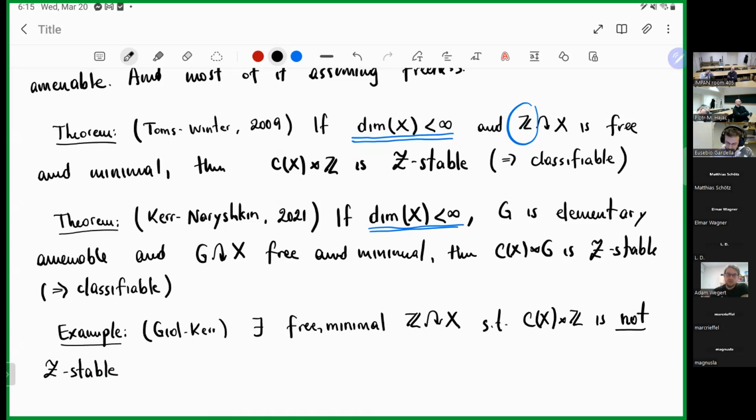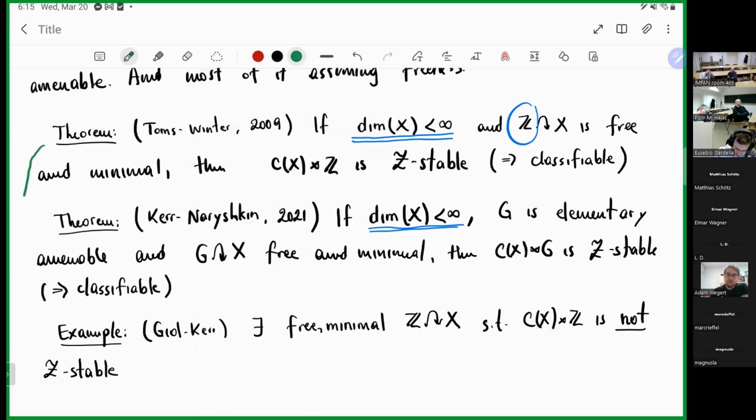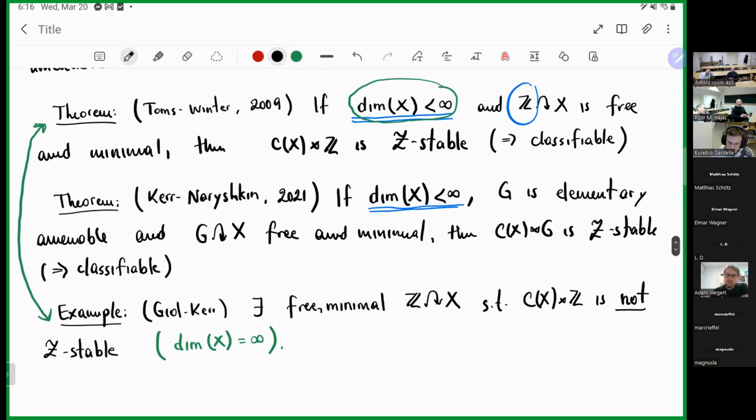And I want you to compare this example, this statement, with the theorem of Thom's inventor, because they almost say the same thing, they almost contradict each other. The difference, of course, is that here we assume that the space is finite dimensional, and in the example of Giol and Kerr, the dimension of X is infinite. So what Giol and Kerr showed is that if you drop the assumption on the dimension of the space, and you're not careful at all, you can actually get something that is not Z-stable. Then, as I mentioned, the question was, can we ever get something that is Z-stable if the space is not finite dimensional? The answer to that is also yes.